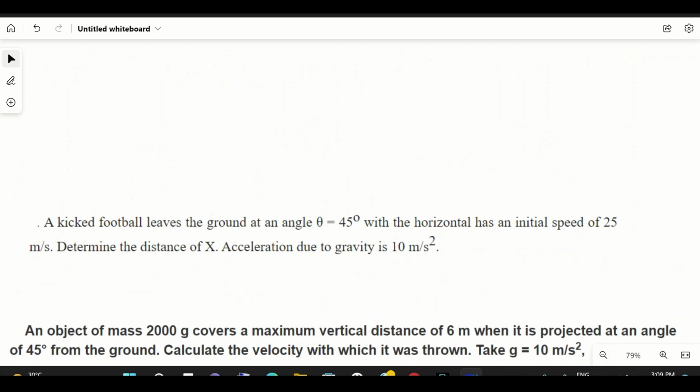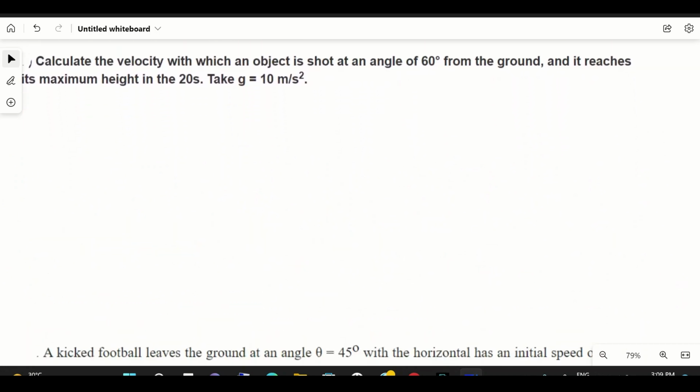First, let's solve the first problem. Calculate the velocity with which an object is shot at an angle of 60 degree from the ground and it reaches its maximum height in 20 seconds. Take g is equal to 10 meter per second square.